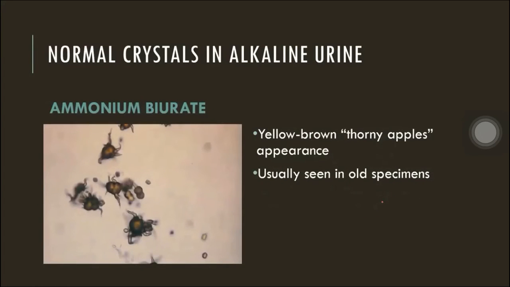Next, we now move on to ammonium biurate. Ammonium biurate is yellow-brown and has the thorny apple appearance we know, usually seen in old specimens. Usually, no clinical significance. No clinical significance for ammonium biurate.